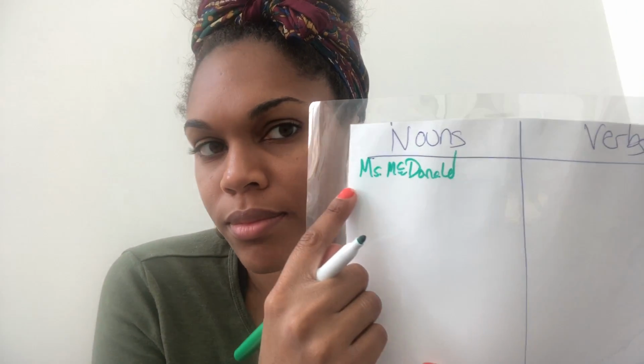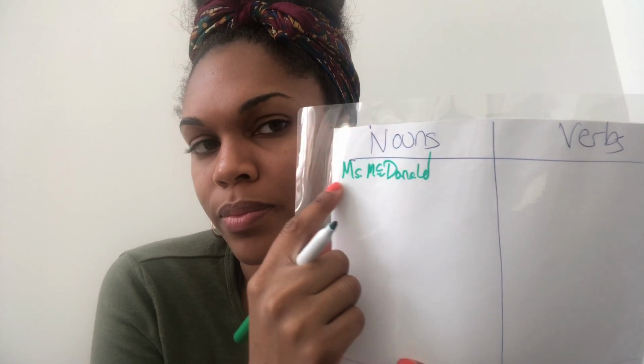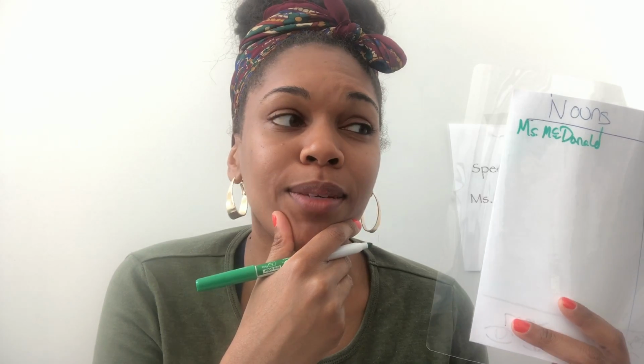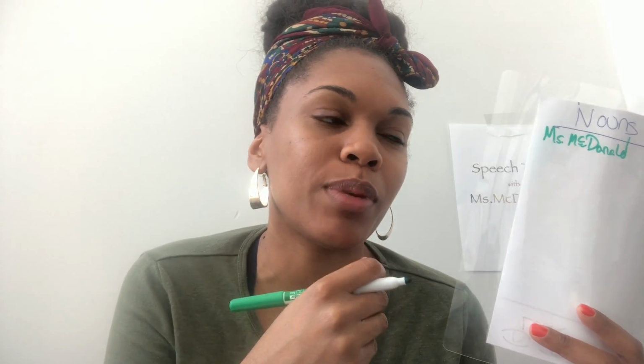So on my list, I'm going to write myself because I'm the one who's in here right now. So I'm going to put Miss McDonald. I'm writing the person. That's my first example. But I'm also going to think about some other people that I can think of on the top of my head who are people. One person that stuck out to me was Rihanna. So I put Rihanna under my nouns because she's a person.